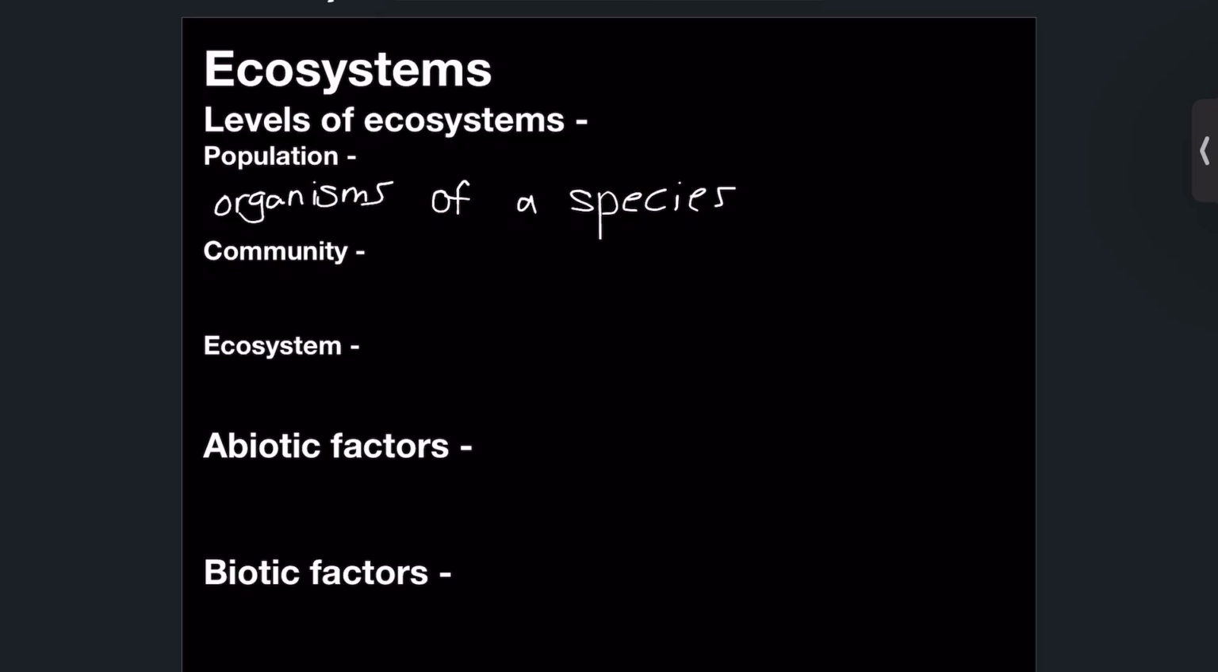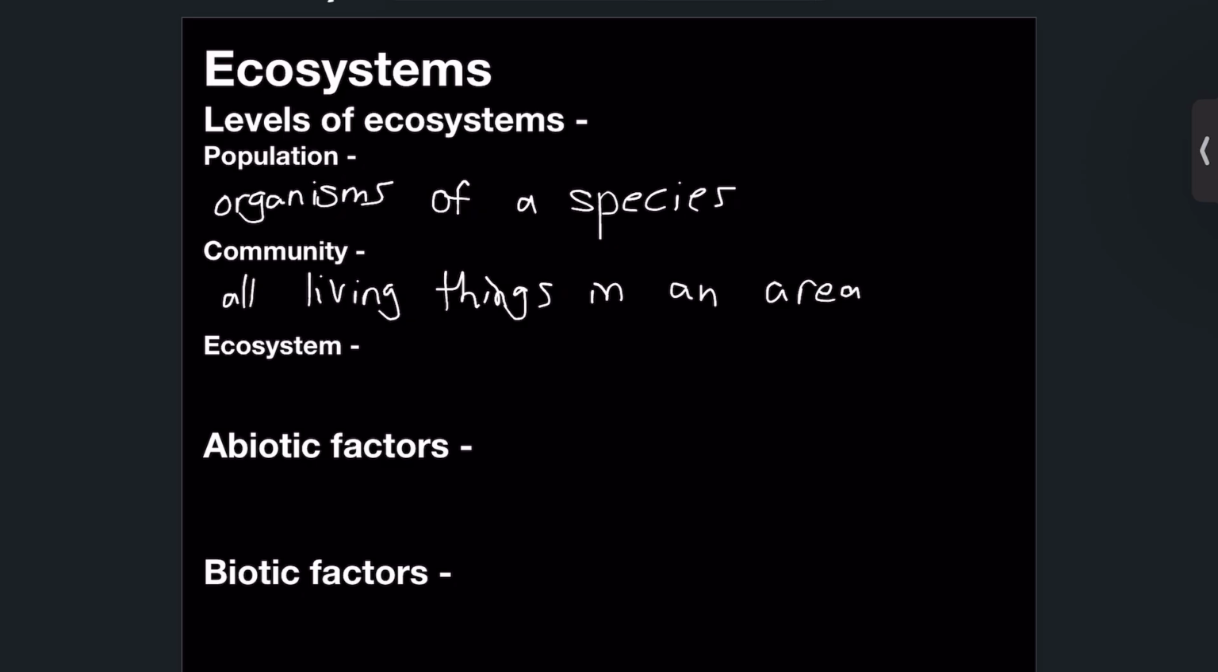The next one you have is a community, and the community is a group of all living things in an area. So you take all the populations in a specific area, and then counting all those together is your community. So if you take the moose population, then the beaver population, and the bunny population, and you put all those together, and those are all your populations in an area, then that's a community.